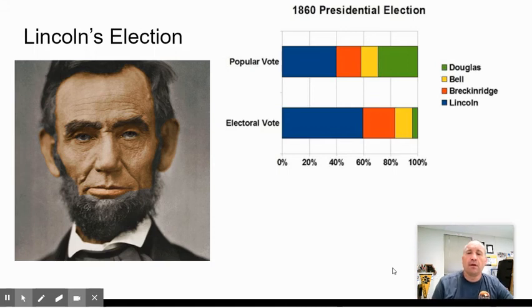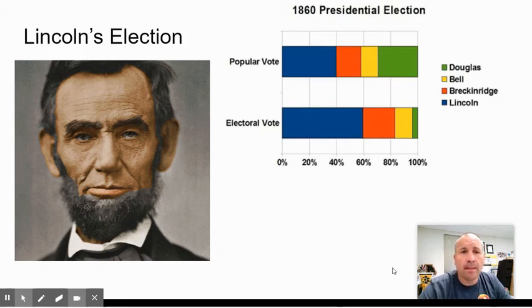Southern Democrats nominate one of their own, John C. Breckinridge of Kentucky, a slave owner, for president. And then there's a third political party that doesn't stick around, the Constitutional Union Party. They nominate Bell, and basically their position is, we'll just figure it out, but let's stay together as a country and simplify things. So you've got those three, and then you've got Abraham Lincoln, a representative of the essentially brand new Republican Party.